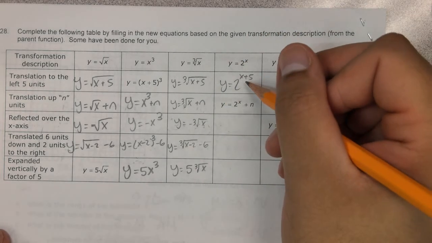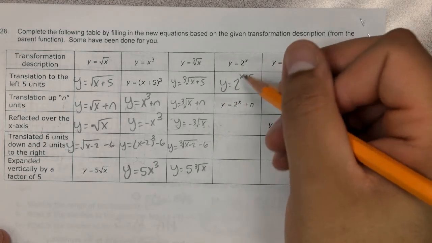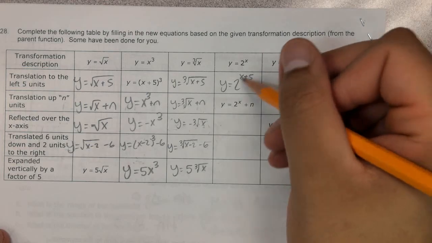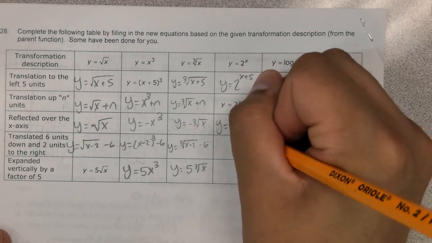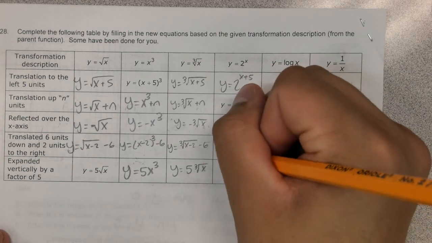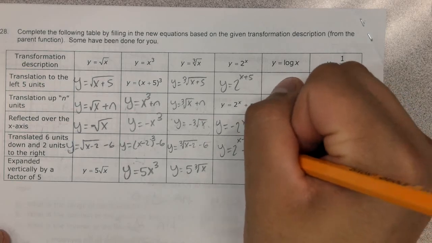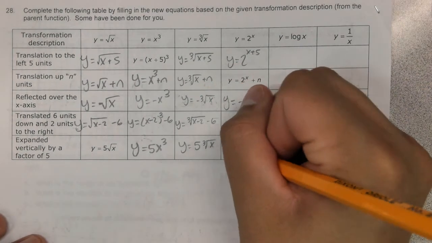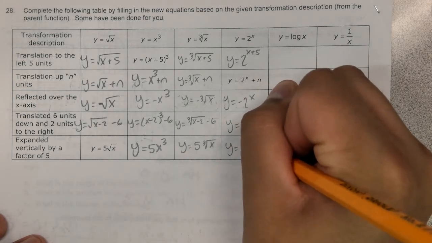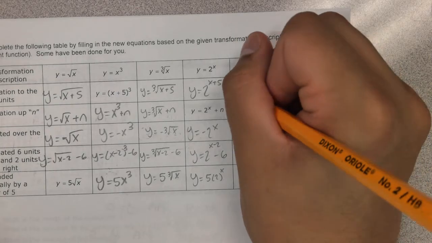This one's the weird one, the exponential one, because if you want to go left 5, you need x plus 5 with the exponent, so just remember that. Reflect, it's negative in the front. So here, if I want to go right 2, minus 2 up here, then minus 6 to go down 6. Expand by 5. Same thing with the log function.